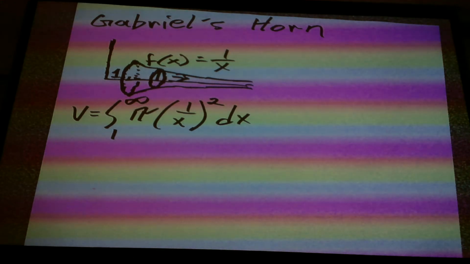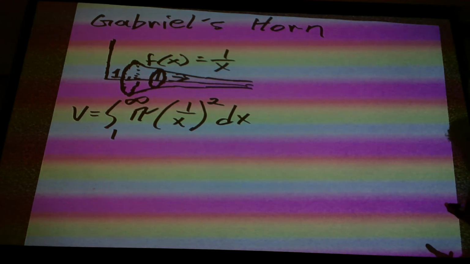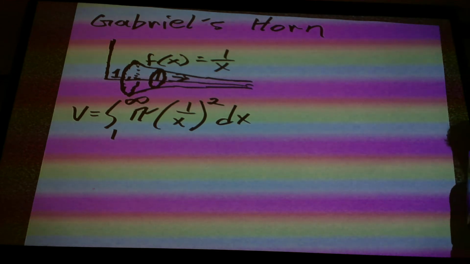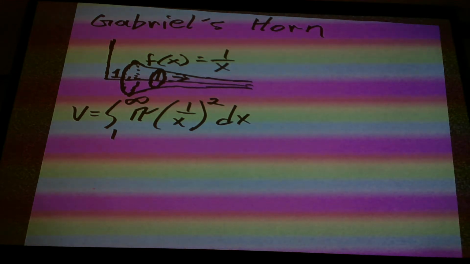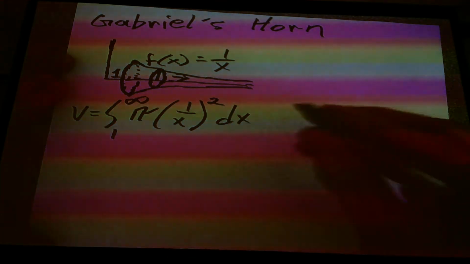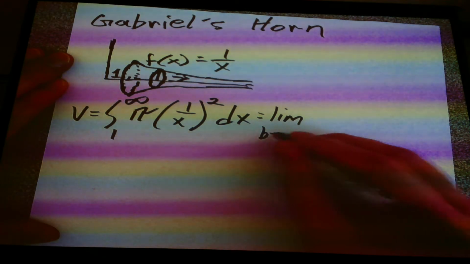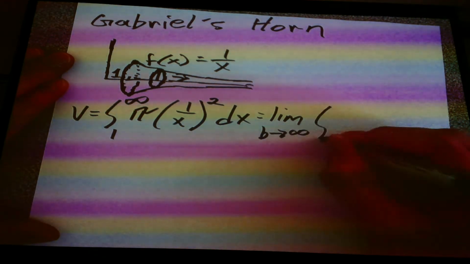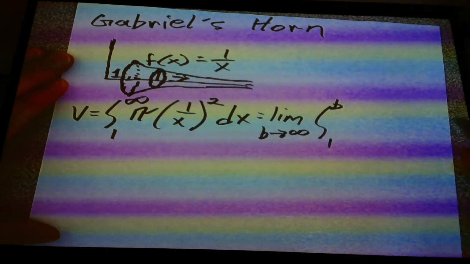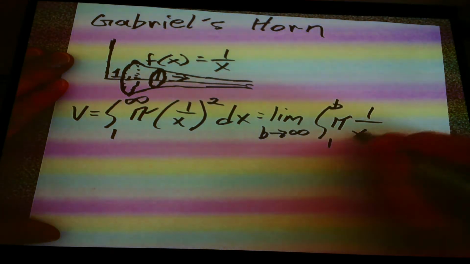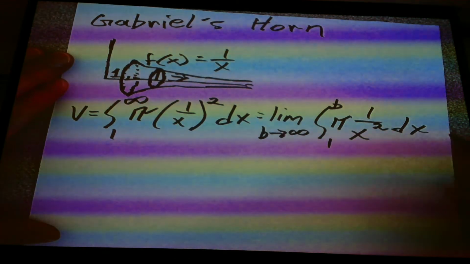Now, I know we haven't gone over improper integrals yet, but whenever you have intervals that incorporate infinity, you have to stick a limit on it. You have to evaluate it as a limit. So this is going to equal the limit as b tends towards infinity of the integral from 1 to b of pi, 1 over x squared.